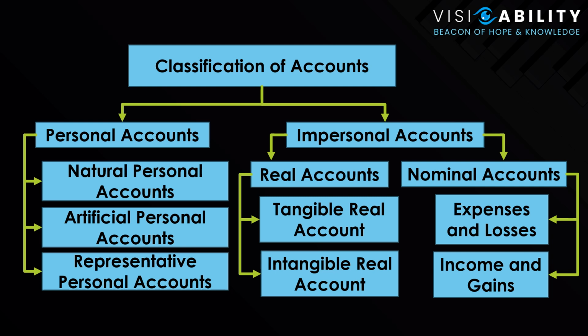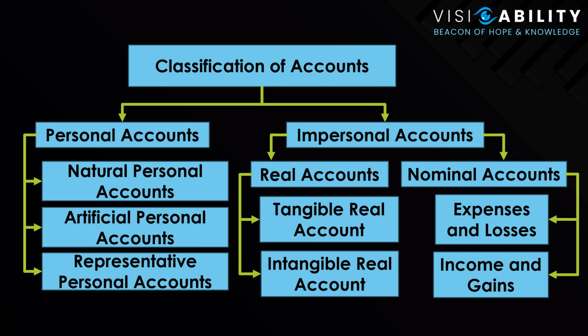So the classification goes as follows. Basically, there would be two major categories of accounts. One is personal and another is impersonal accounts. What exactly do we mean by personal and impersonal? As we go ahead in this video, we will see one by one. Now, under the personal category, what are the three sub-classifications?